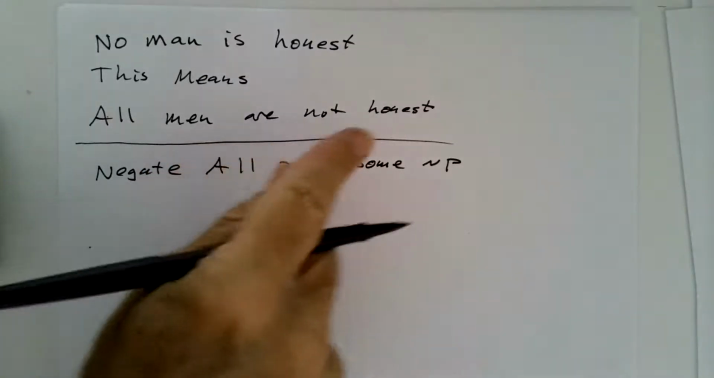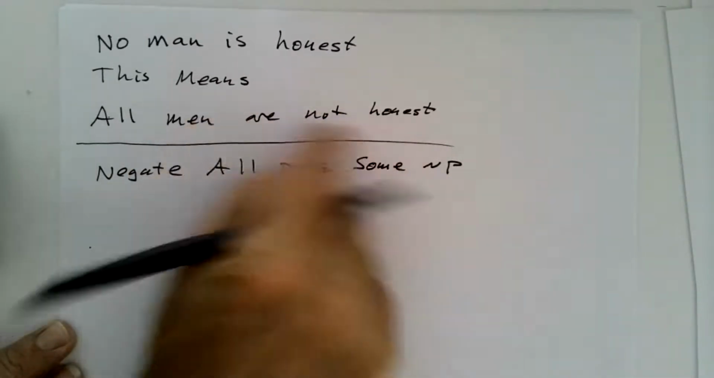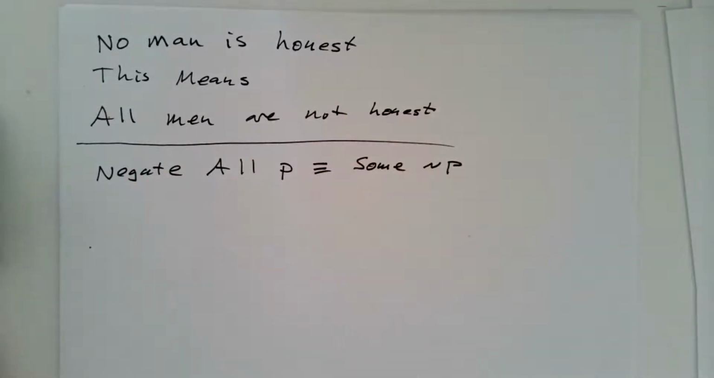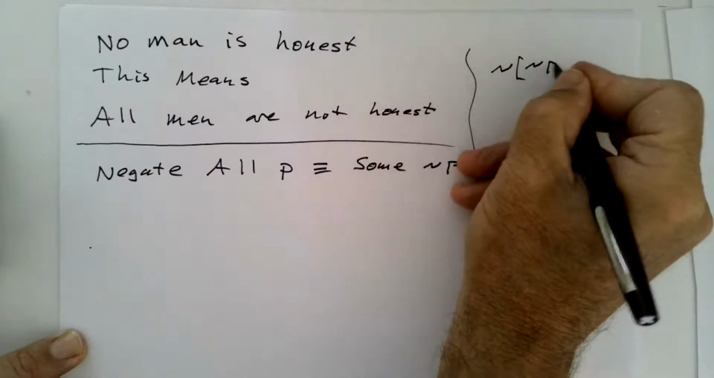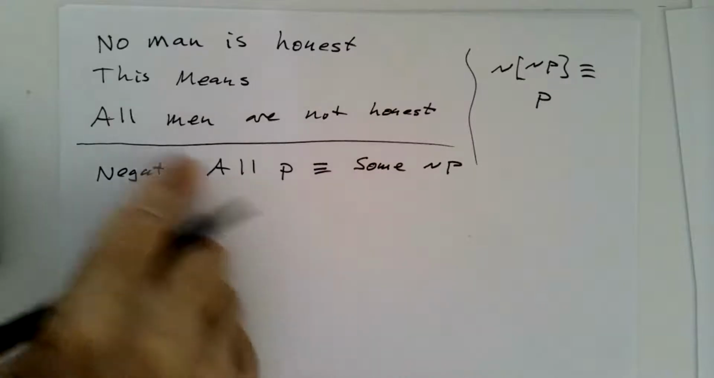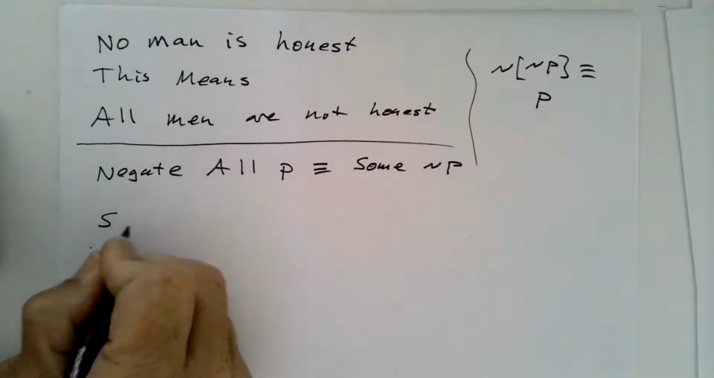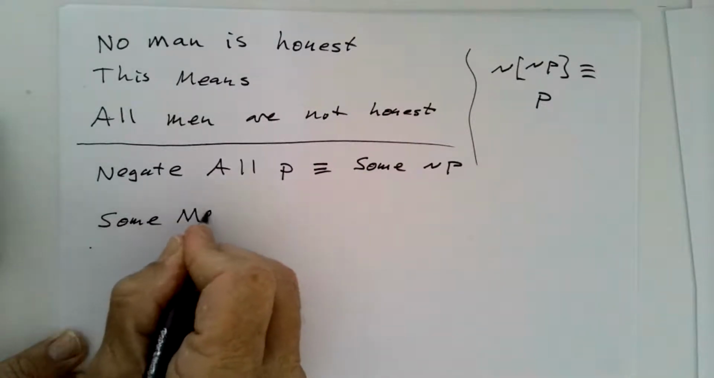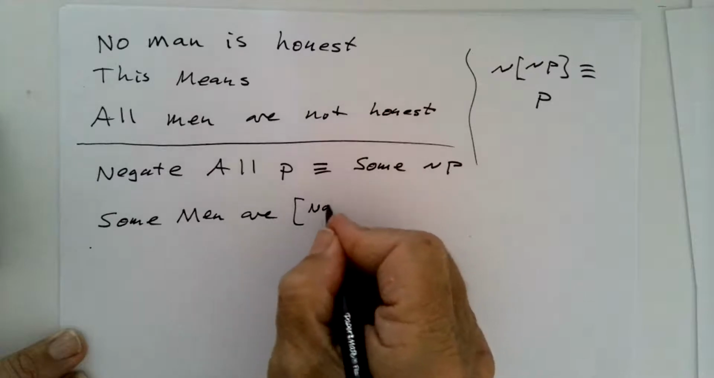Well, all men are not honest. So the P statement is men are not honest. If I negate that, men are not honest, what does that give me? That gives me honest, not of not, right? Think about it this way. The negation of the negation of P is just equivalent to P. So if I take the negation of all men are honest, which is equivalent to no man is honest. Some, not P. Some men are, take the negation of what follows, not honest.